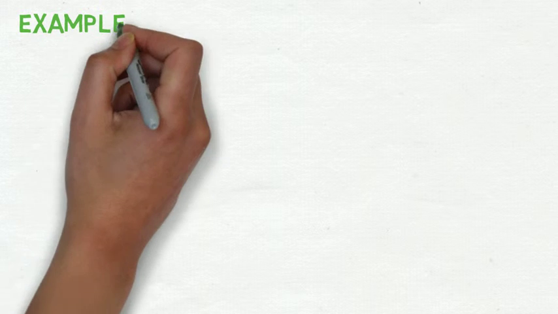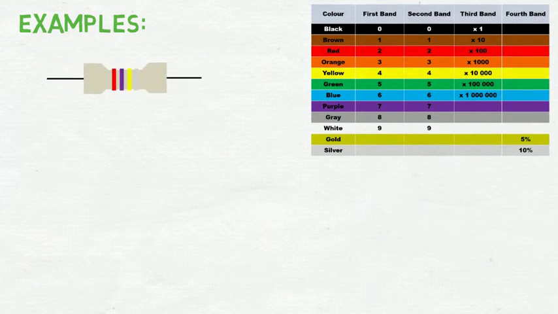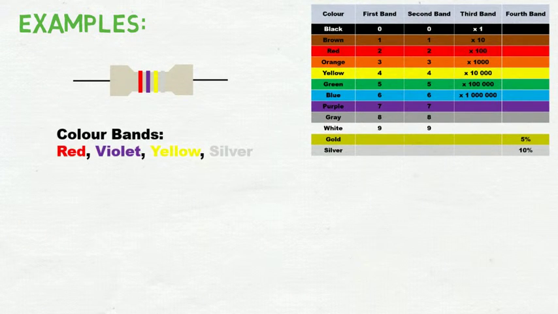Let's try out a few examples on how to read the color codes using the resistance table.